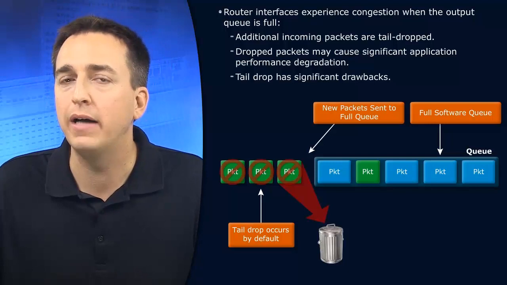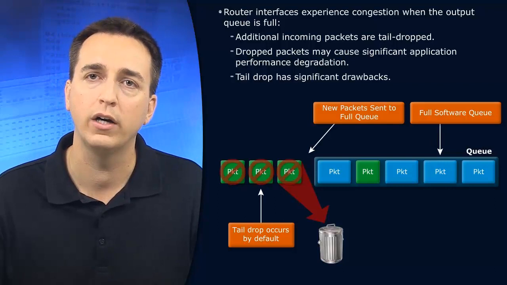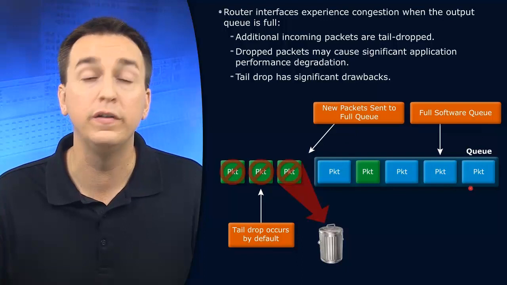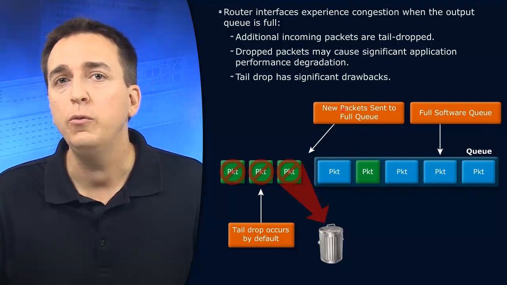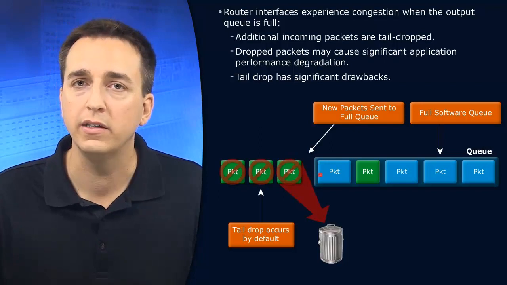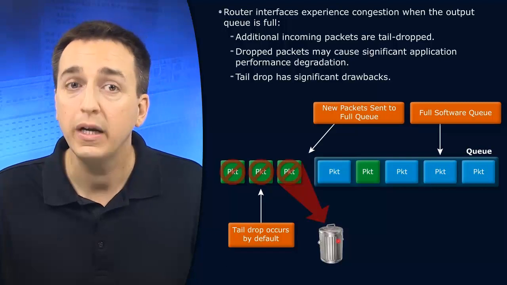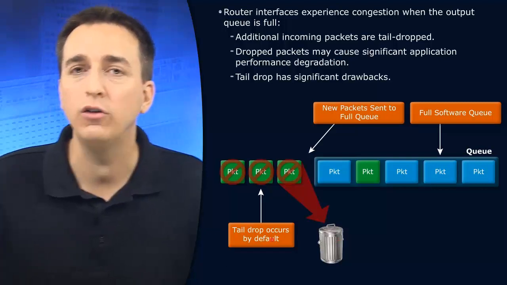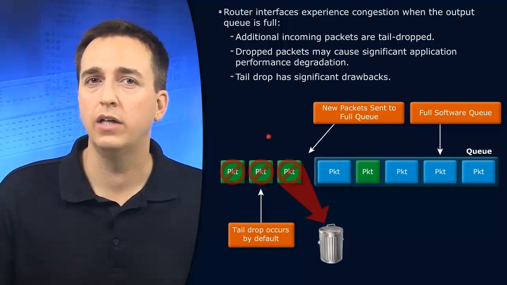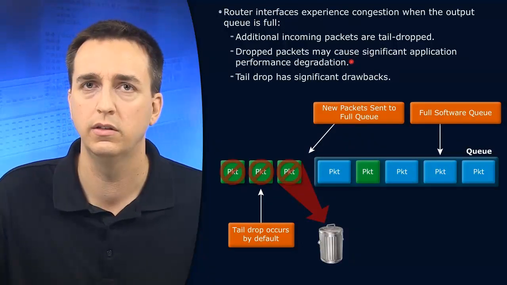Now, what happens by default on our routers in this particular case? Well, we can see here that our software queue is full. Our complete queue is filled with packets. The new packets that are arriving can't fit into the queue on the interface. So what does the router do? Well, the router has to drop them. Sends them into a big bucket. This is known as tail drop, and it's the default behavior of our routers. But this can cause some serious issues within our organization.